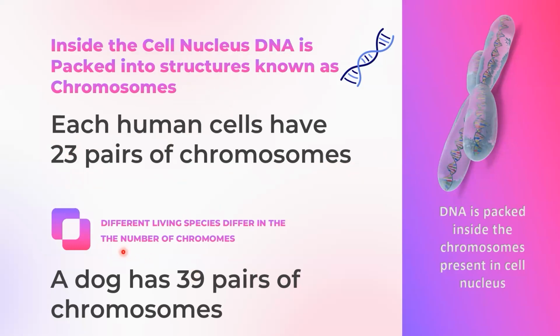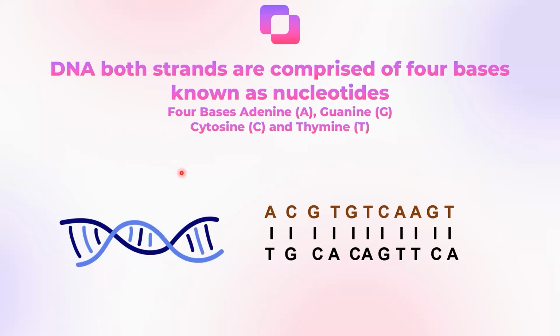But living species differ in the number of chromosomes. A dog has 39 pairs of chromosomes. That tells us the number of chromosomes does not define the complexity of an organism. Okay, so just a little bit here; I will mention it in some other videos.